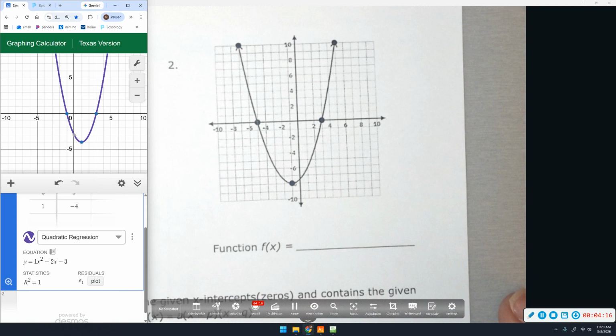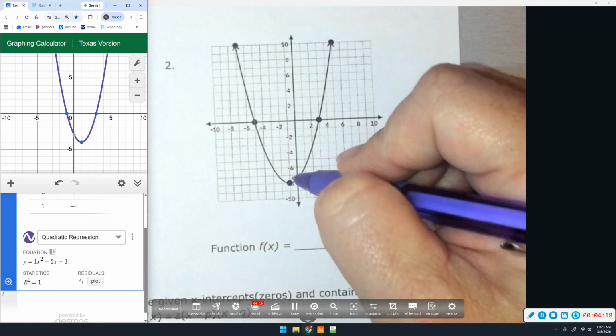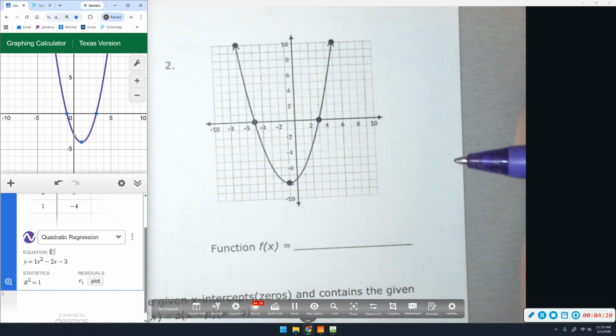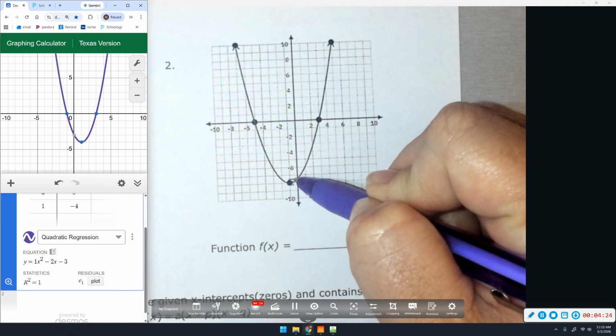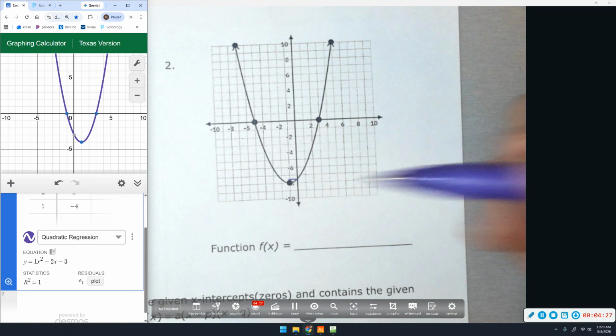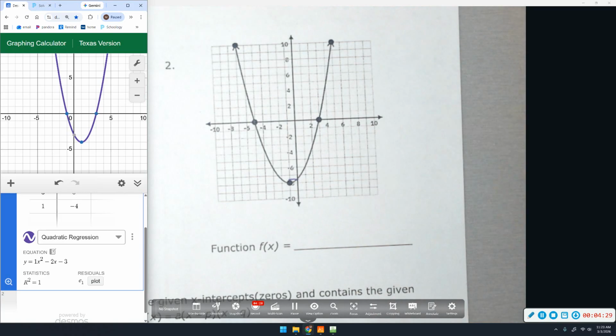Okay, now this one's a little different. It's wider. You see how the points are just close together? So this isn't going to have an a of 1. Because if you look, if I go up and over 1, I went up like a fraction of it. I didn't go up the whole way. So it's going to be a fraction of some sort. So we're going to do the same thing.